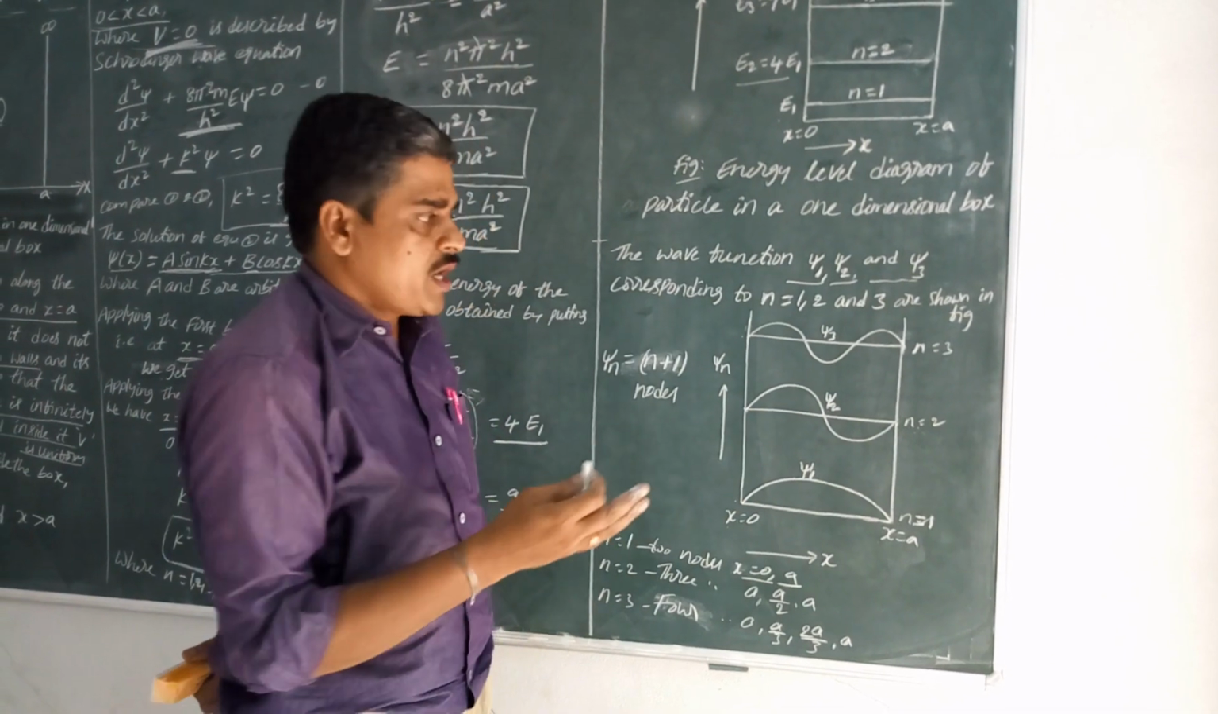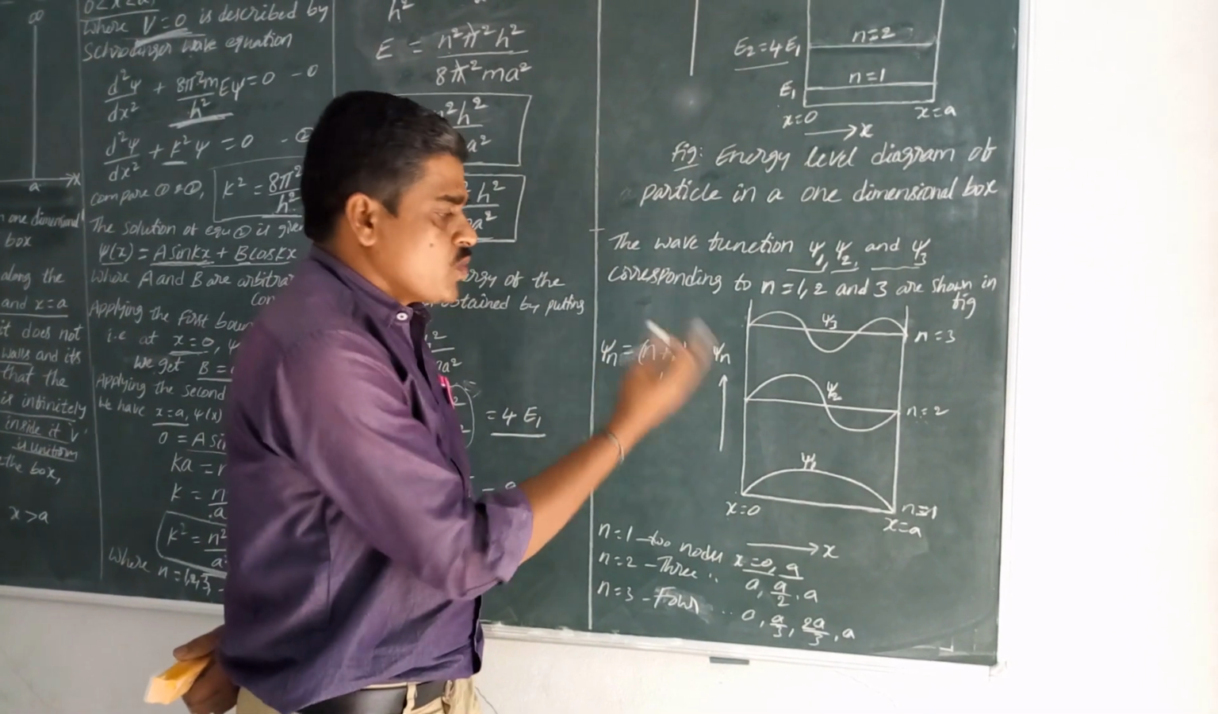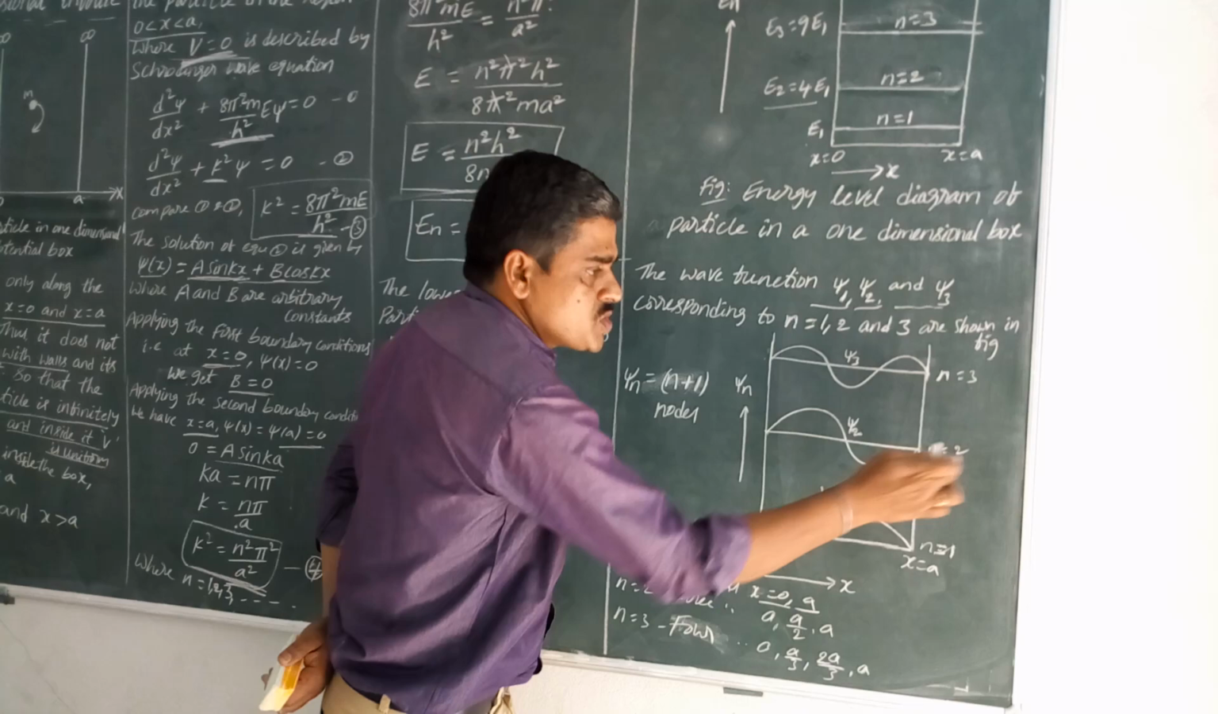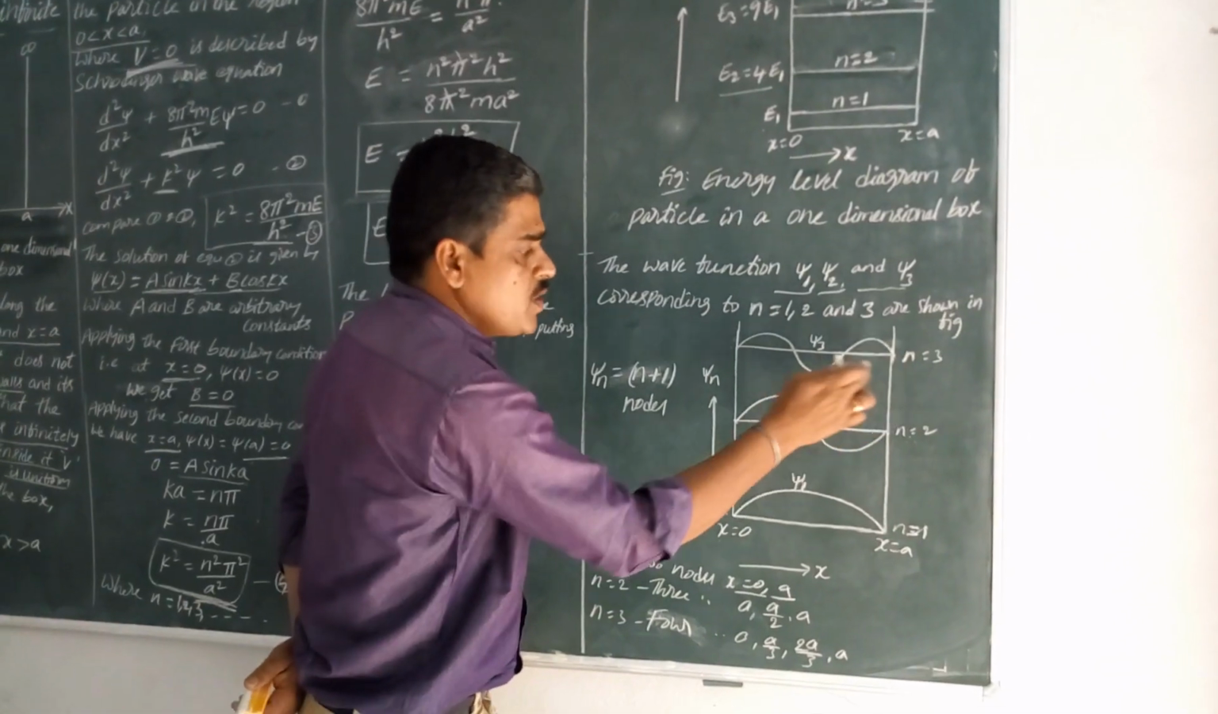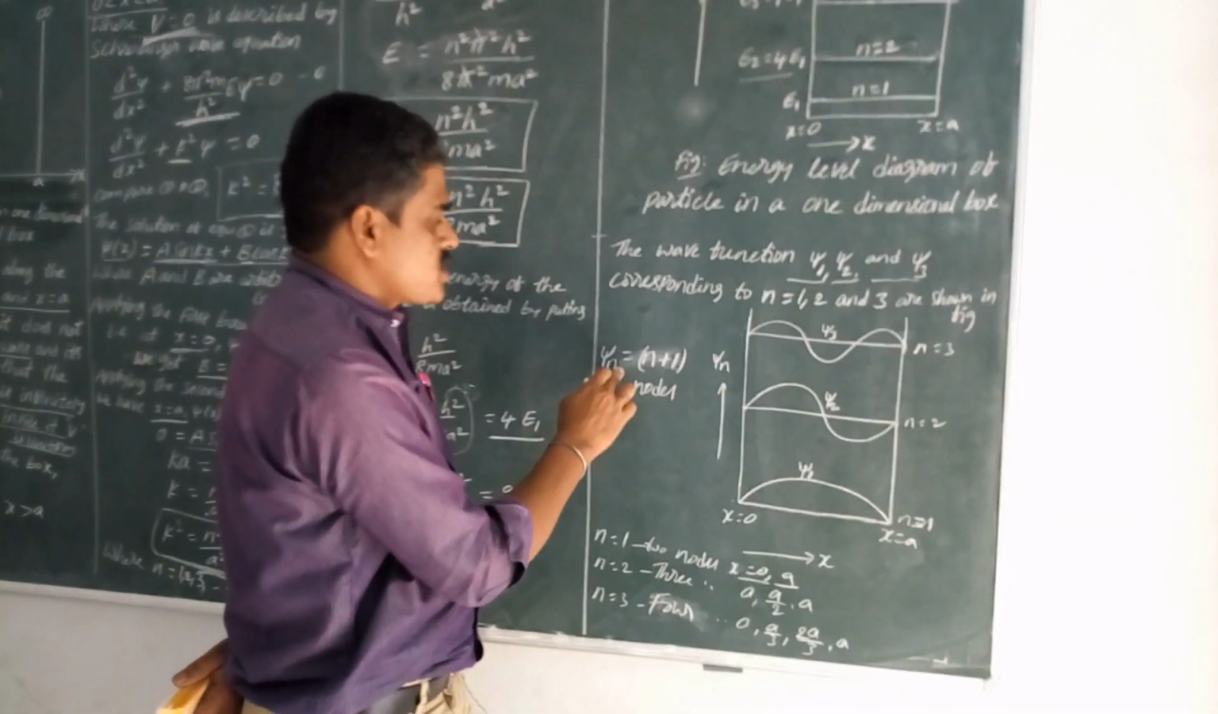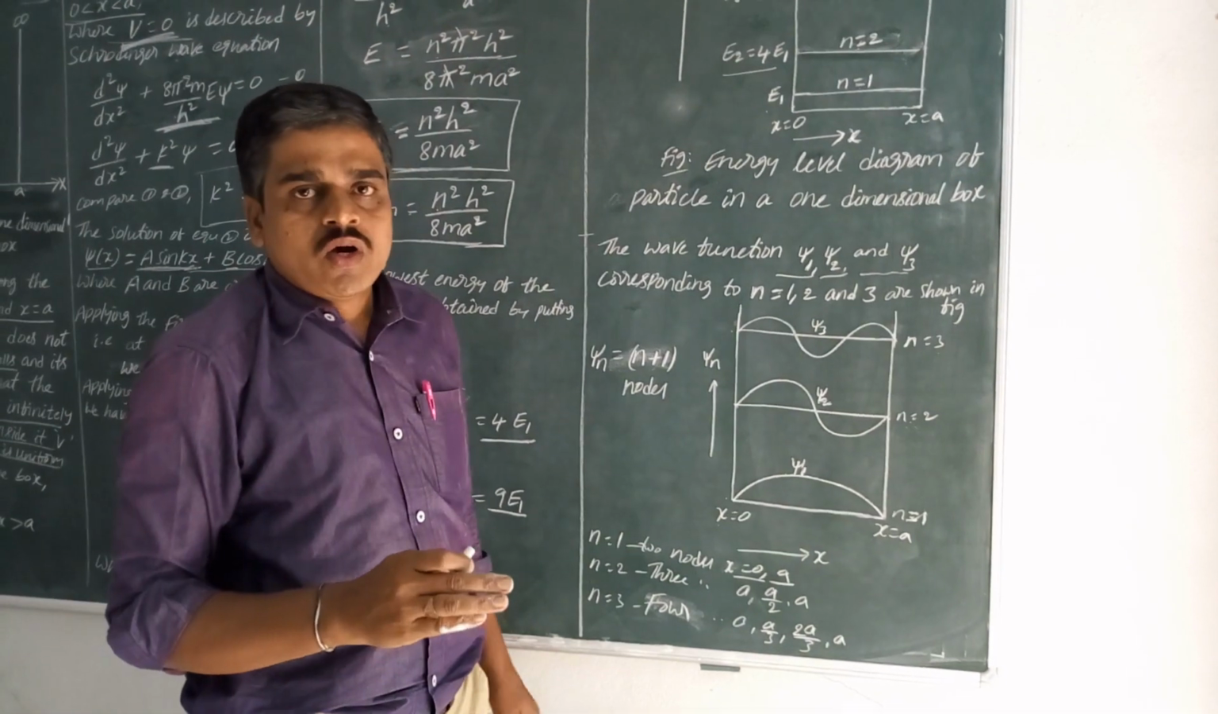Therefore, for a given n value, we get n plus 1 nodes. For n is equal to 1, 2 nodes, n is equal to 2, 3 nodes, n is equal to 3, 4 nodes. Therefore the wave function psi n has n plus 1 nodes.